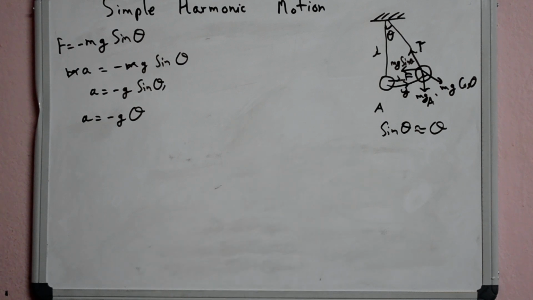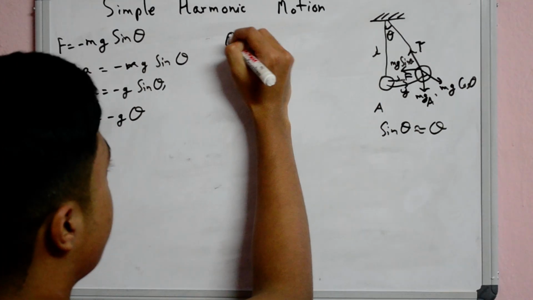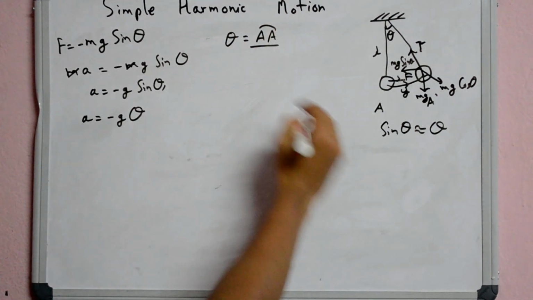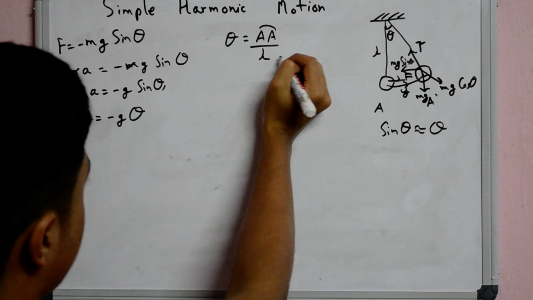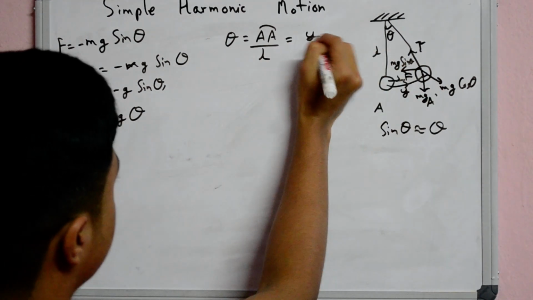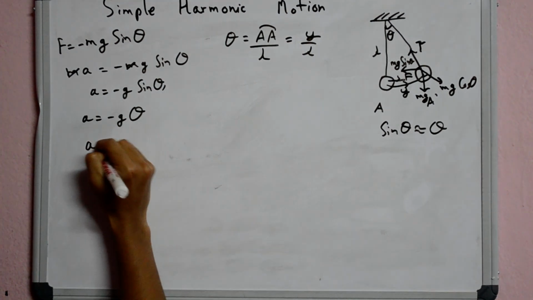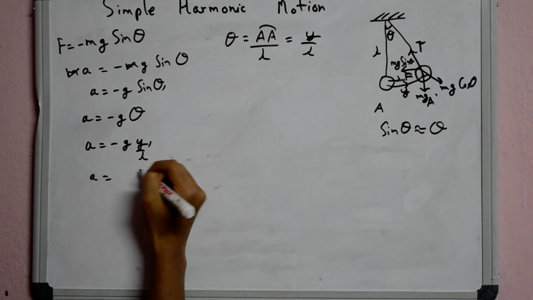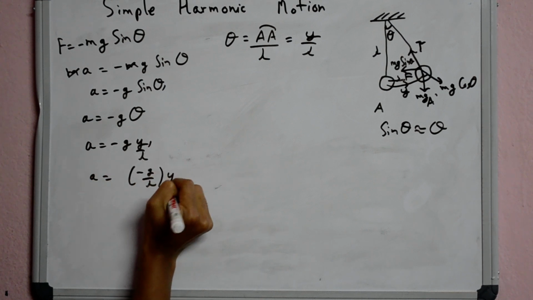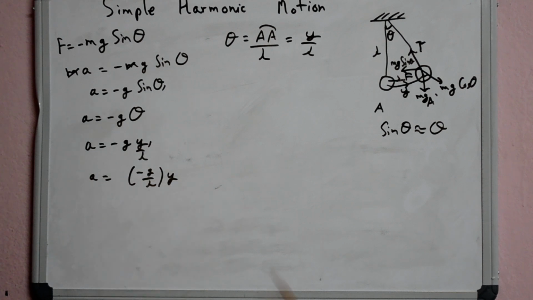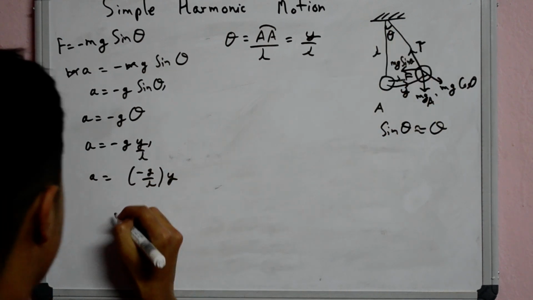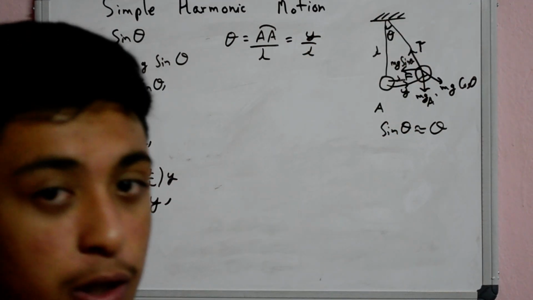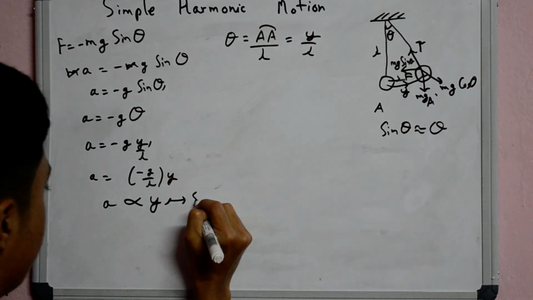Now what is theta? We know that theta is equal to the arc by the radius, which here is the length, so it is equal to the displacement by L. So we get a equals minus g y by L, which we can rewrite as a equals minus g by L times y. Here gravity and the length of the rod remain constant, so we can write a is directly proportional to y. Therefore the swinging pendulum is in simple harmonic motion.